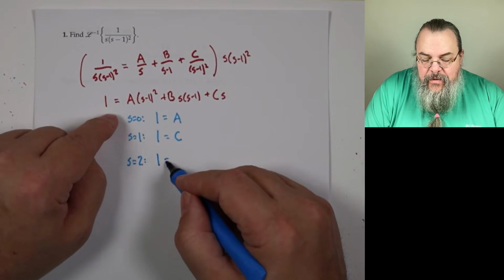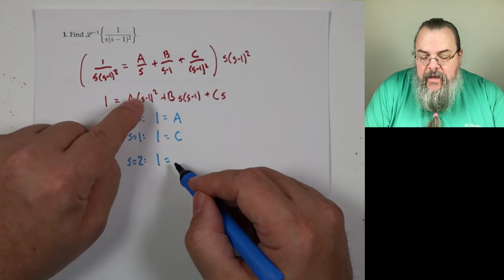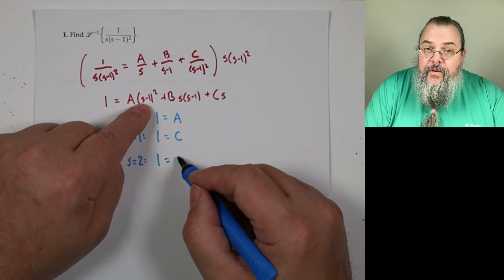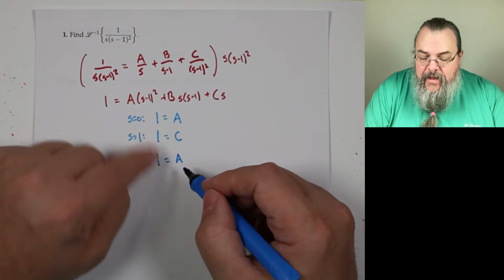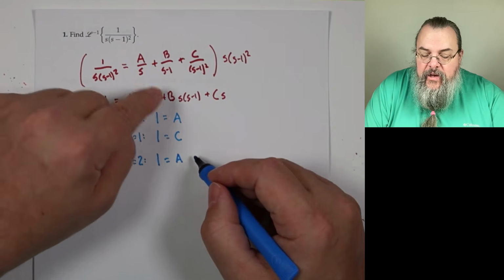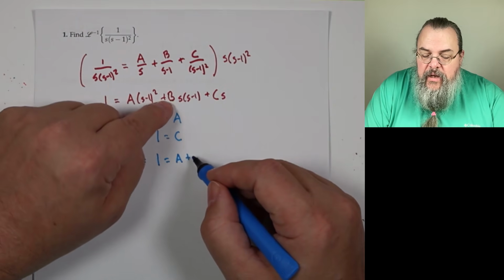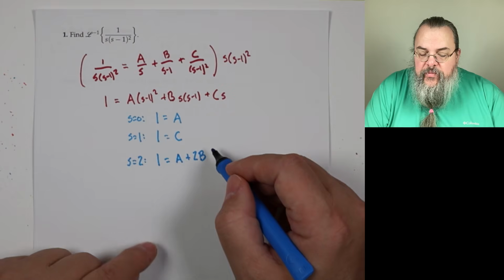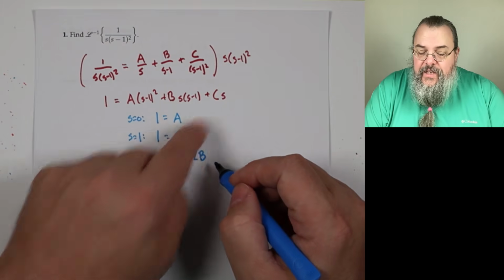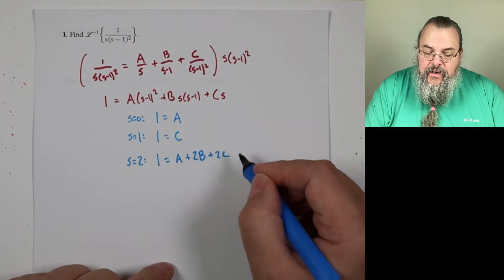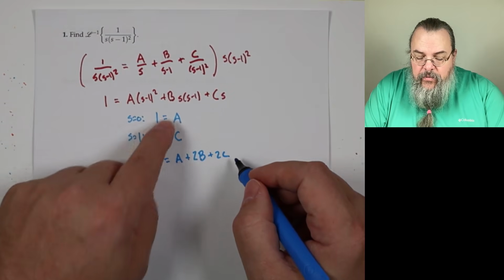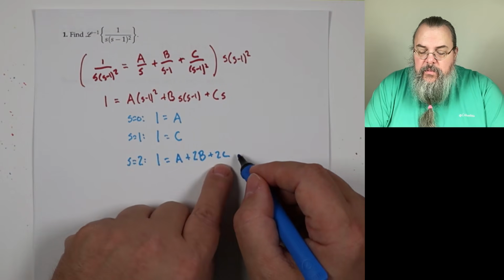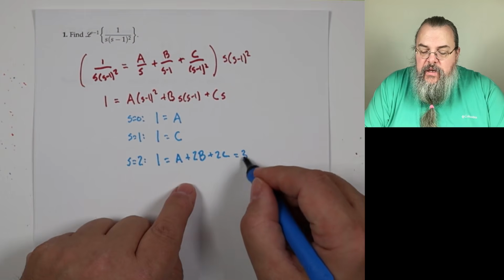1 is equal to, well, here we'll have a times 1 squared. Okay, so that's a. But we'll just write it down as a, but we know what a is, so we'll come back to that in a second. Here we have plus b times 2 times 1. So 2b. And then we have 2c. All right. But we know a is 1. We know c is 1. So we say that's 1 plus 2. So that makes it 3 plus 2b.